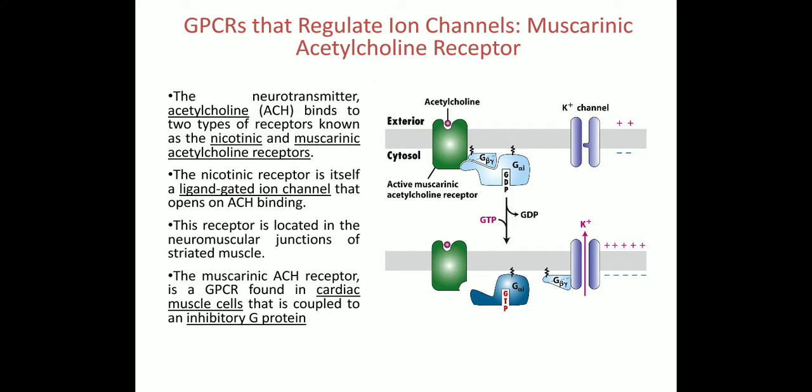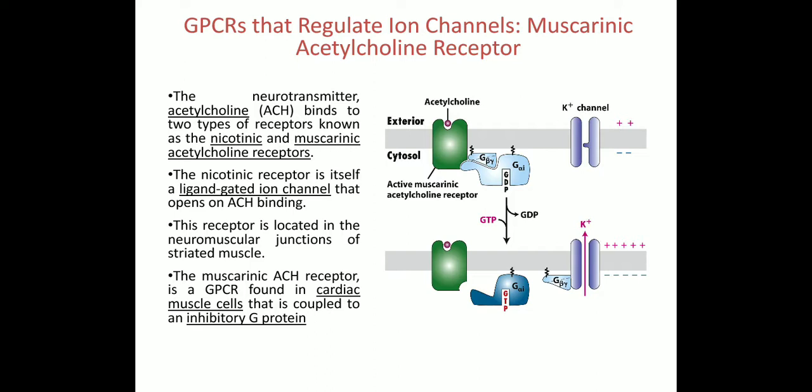Binding of acetylcholine to nicotinic acetylcholine receptors in striated muscle cells generates the potential that triggers muscle contraction, while in the cardiac muscles, muscarinic acetylcholine receptors are inhibitory.